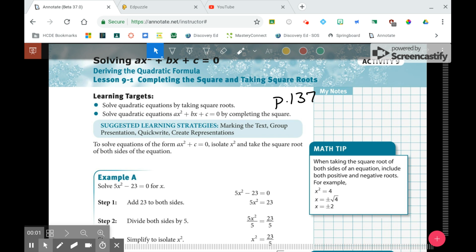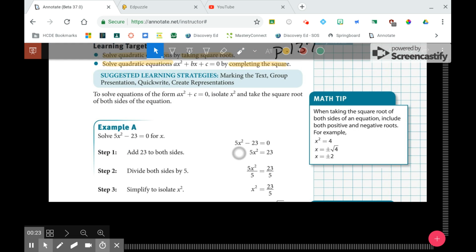So now we're going to pick up on page 137. We're going to look at completing the square again and taking the square roots. So today's lesson will be about two things: taking square roots and completing the square. And all of these, we're going to be solving quadratic equations. So if you struggled yesterday with the factoring, this is another method.